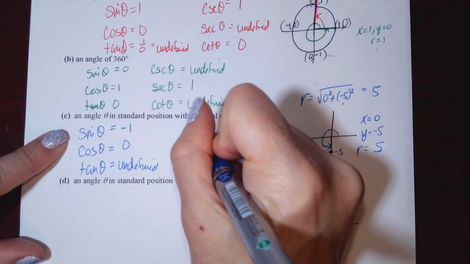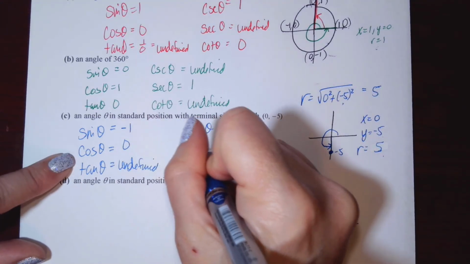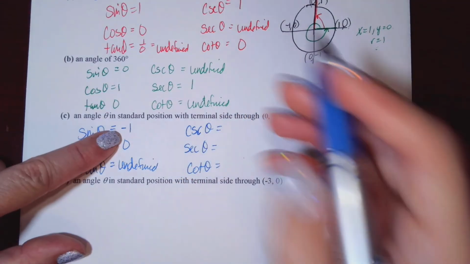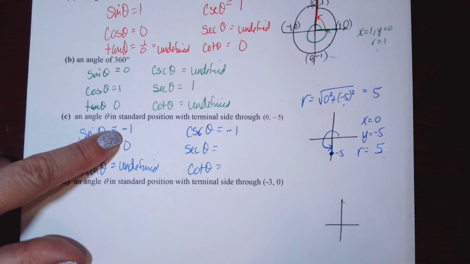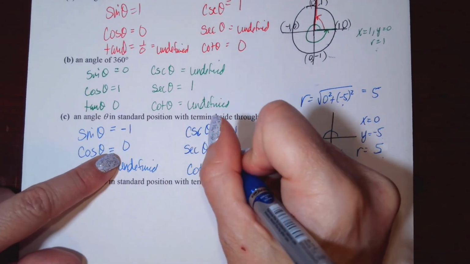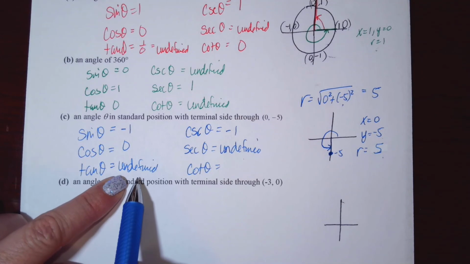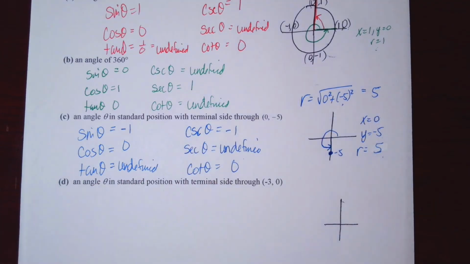Then I set up the reciprocal values. Reciprocal of negative 1 is still going to be negative 1. Reciprocal of 0 puts 0 in my denominator, and that is undefined. If something starts as undefined, that means 0 is in the denominator, so when I flip it, 0 is in the numerator.